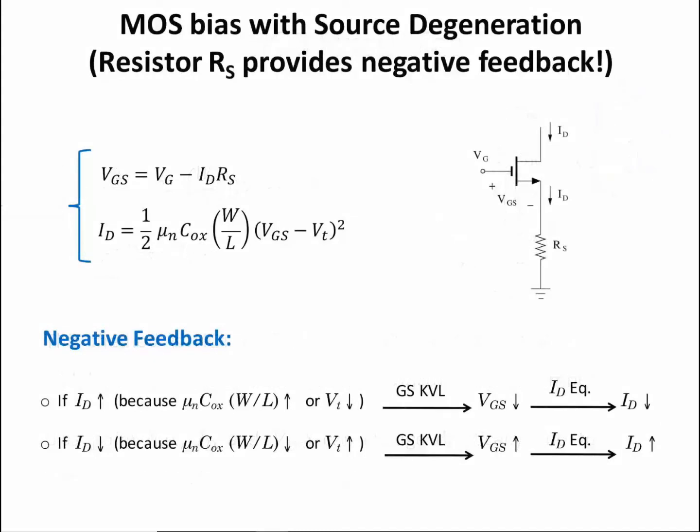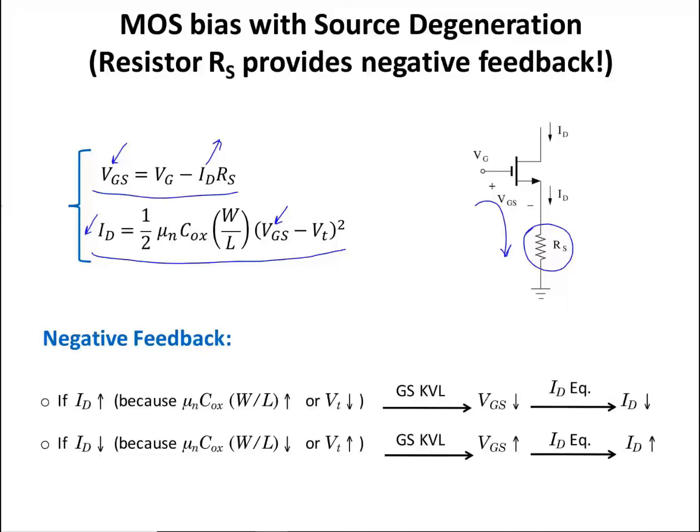Biasing with source degeneration is the solution for the previous problem, and that is when you add a source resistor to the source of your MOSFET transistor. In that case, the gate to source KVL is VGS equal to the gate voltage minus ID multiplied by RS, and again you have the ID equation for the transistor operating in the saturation region. Now if ID increases, for example VT decreases, or one of the parameters mu, Cox, W over L increases, then from the gate to source KVL, VGS is going to decrease, and if VGS decreases in this drain current equation, ID is going to decrease and it's going to be stable.